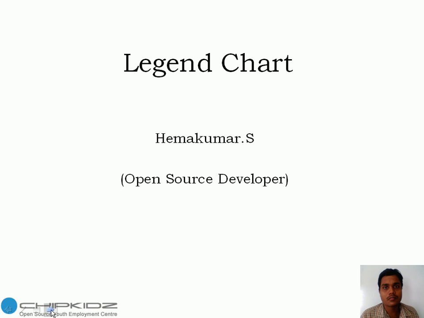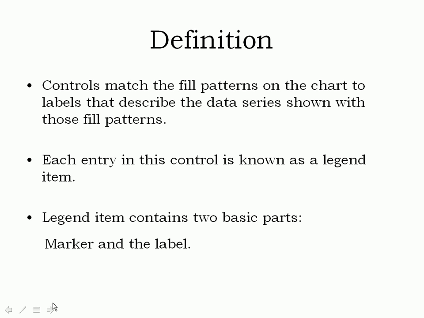Now I'm going to talk about legend charts. This control matches the fill patterns in the chart to labels that describe the data series shown with those fill patterns. Each entry in this control is known as a legend item, and each item contains two basic parts: a marker and a label.